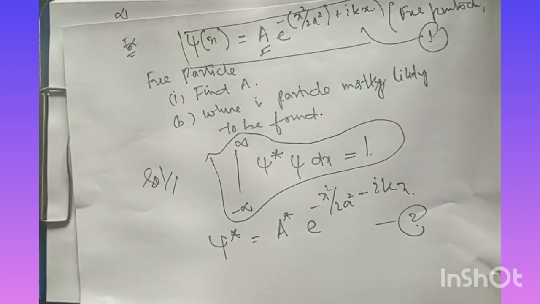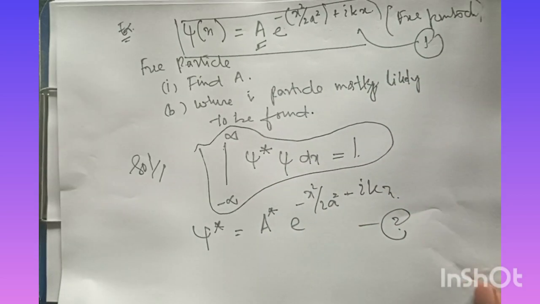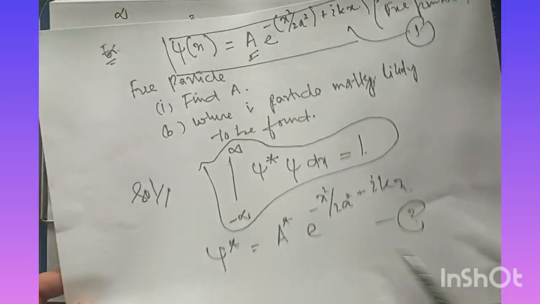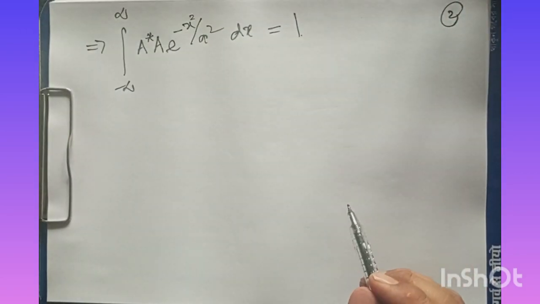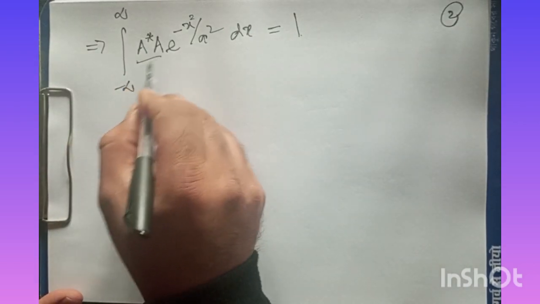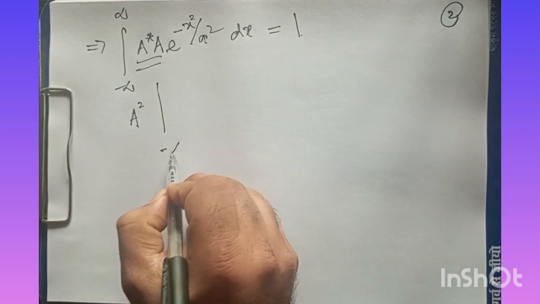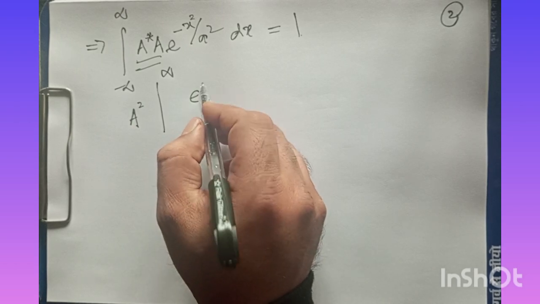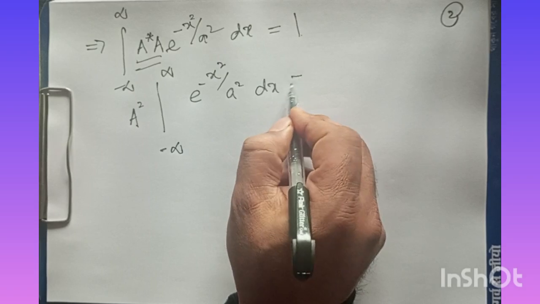You can see that when you multiply this psi star with psi, e and e will give you minus 2x square by 2a square. Then this 2 and this 2 will cancel, and you will be left with e to the power of minus x square by a square. And then talking about this iota term, this will be cancelled, and you will get the value equal to 1. So from here, we can move on; now here we will simply have a square. Then we will have this integral minus infinity to infinity e to the power of minus x square by a square dx. This is equal to 1.